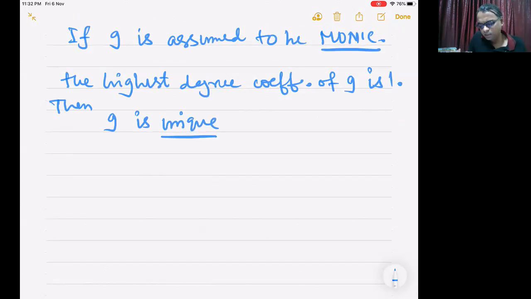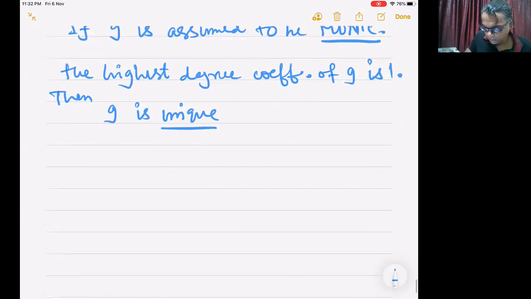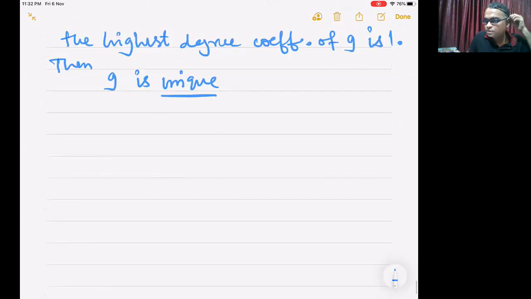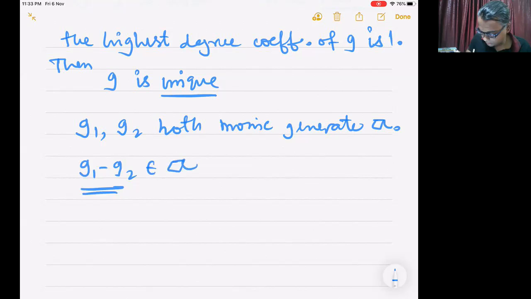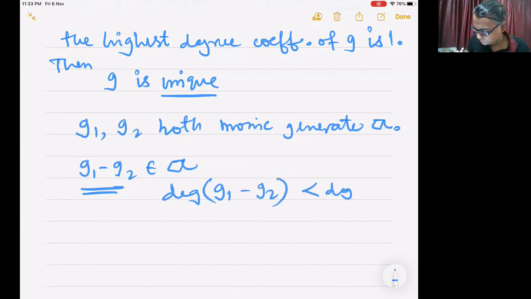Right, because it's kind of understandable. If G is not unique, then suppose we have two monic polynomials, G1 and G2, both monic, which generate the ideal A. In that scenario, G1 minus G2 must also be in A. But the degree of G1 minus G2 must be strictly less than the degree of G1, which is also the degree of G2.